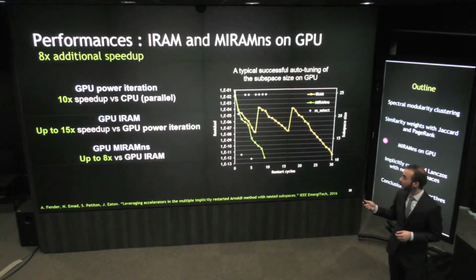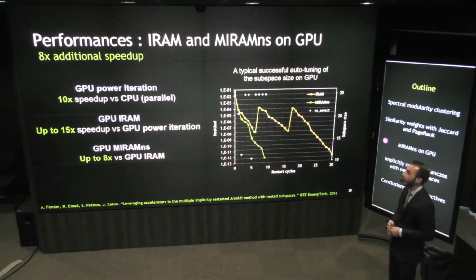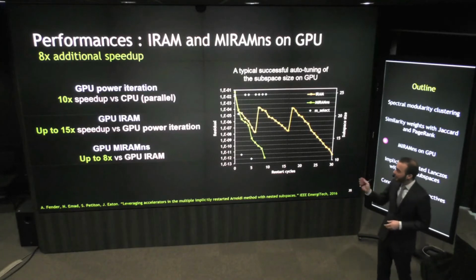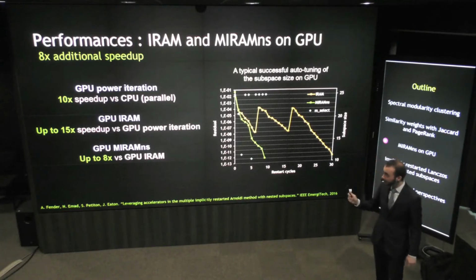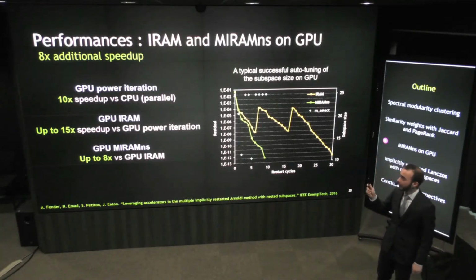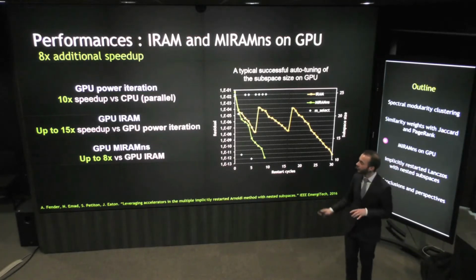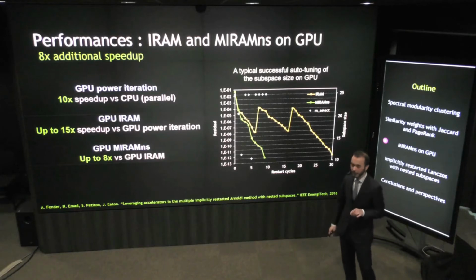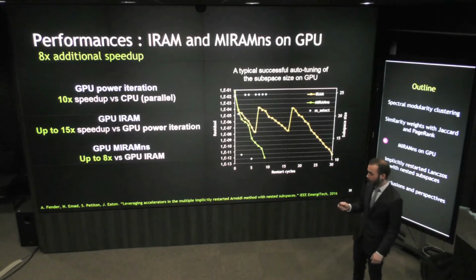So, just to summarize the performance that we had, that is for the PageRank application. We started with our GPU power iteration, which was 10 times faster on GPU than one CPU. Then we used the implicitly restarted Arnoldi method on GPU, which is up to 15x faster. And this is up to, but on average for PageRank it would be more around 4x with standard parameters. The up to 15x is when the eigenvalues are clustered and the problem is hard or takes more time to converge.